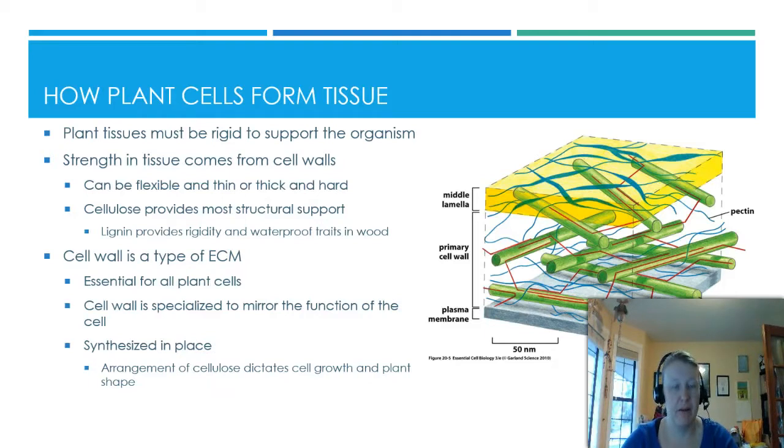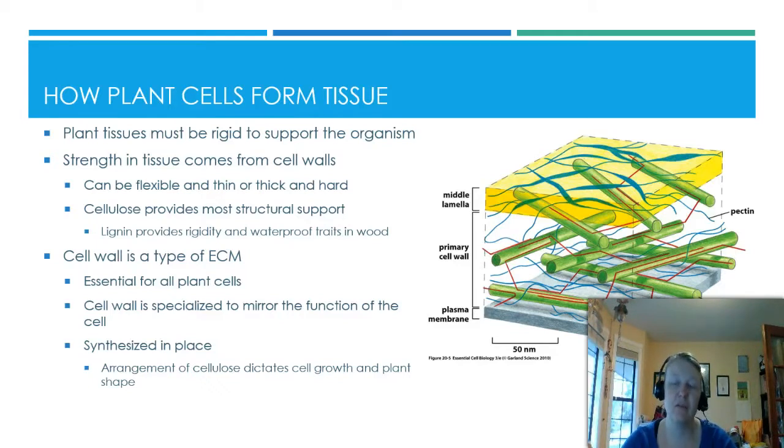It's very, very important that you understand that the cell wall is specialized and it mirrors the function of the cell. If the cell is supposed to be a very strong structured cell, the cell wall is going to be like that. If it's more of a flexible or a waxy cell that's on the leaf, the cell wall is going to reflect that.